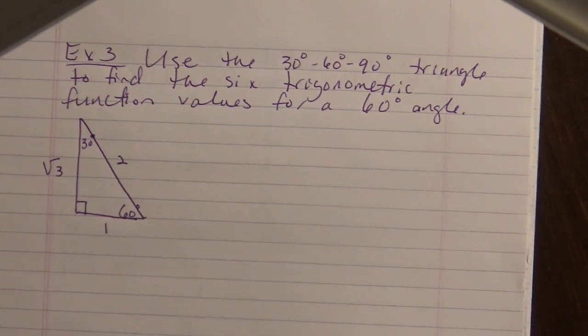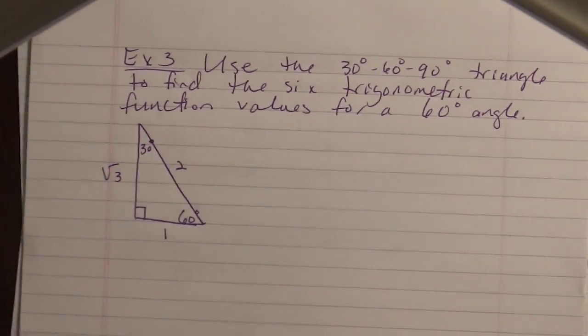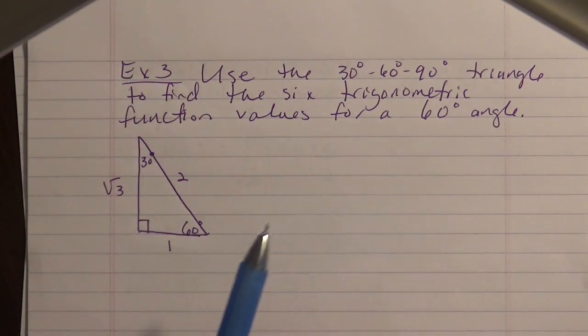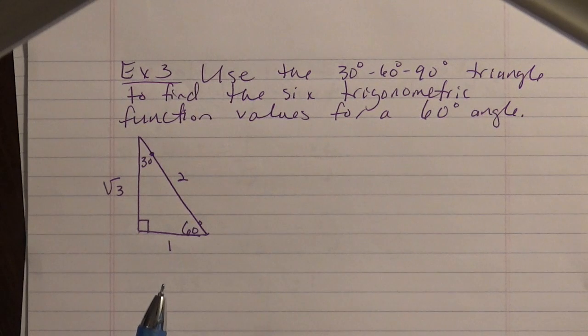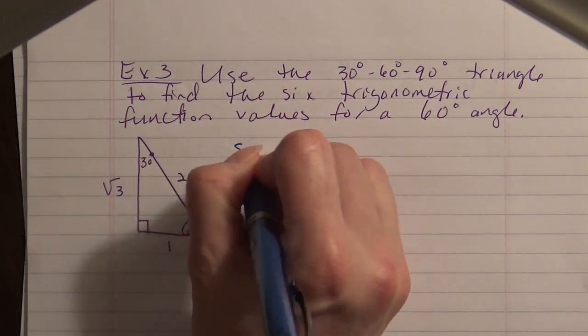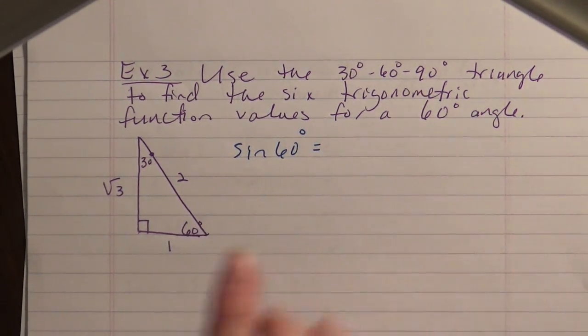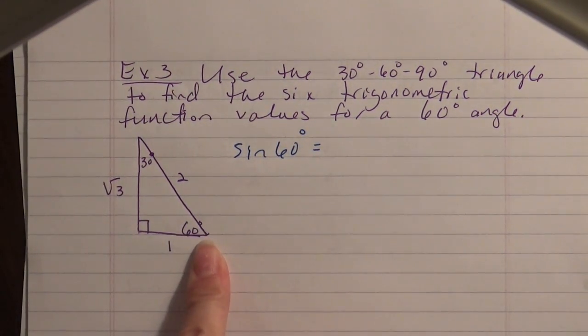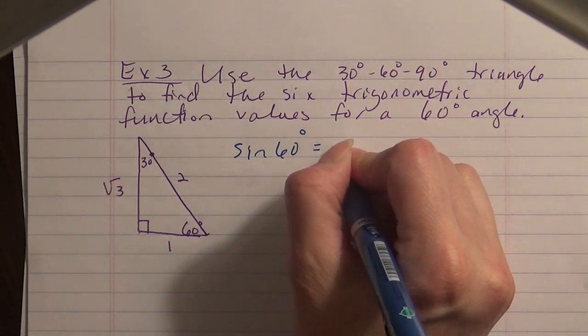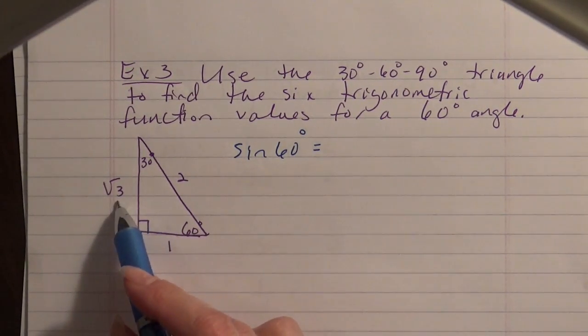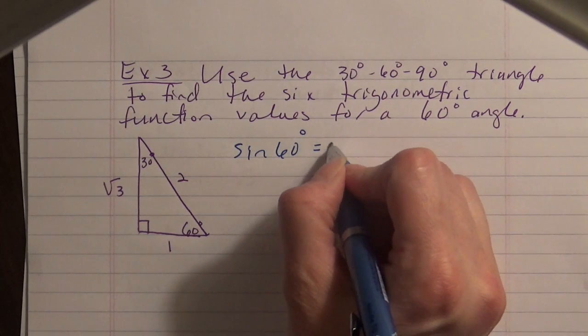So let's look at example 3. All right, we're going to use this 30, 60, 90 degree triangle to find the 6 trigonometric function values for a 60-degree angle. So we just did it for 30 degrees. Now we're going to do it for 60 degrees. So we need to do sine 60 degrees. So here's your 60-degree angle. You need to do opposite over hypotenuse. So it's going to be square root of 3 over 2.